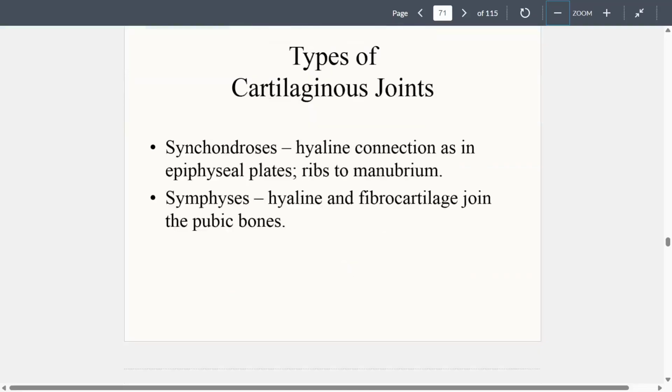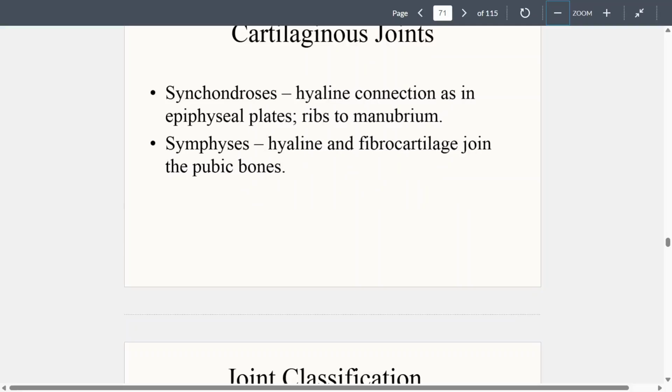So terminology associated with the cartilaginous joints is going to be synchondroses. This is going to be a hyaline-based cartilage connection. So for an example, the hyaline cartilage at the epiphyseal growth plate, or connecting the ribs to the sternum. Symphyses is going to be a hyaline and fibrocartilage joint, such as what is found connecting the two pubic bones.